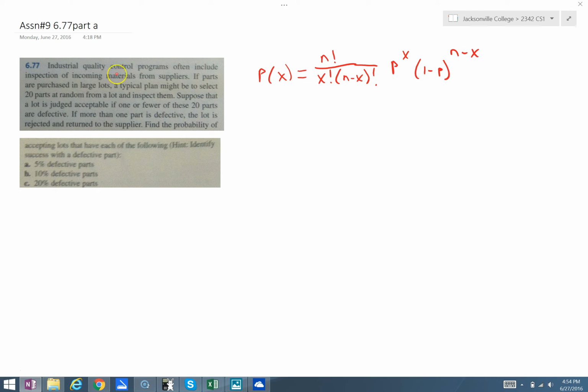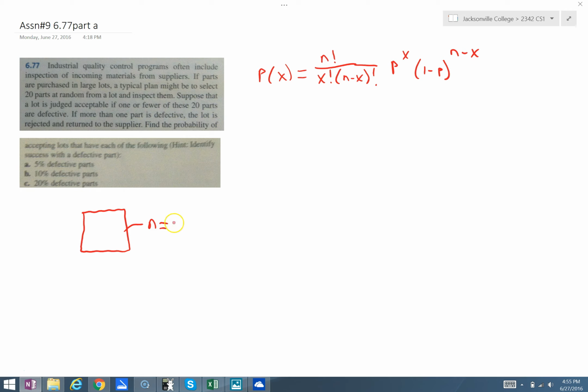6.77: Industrial quality control programs often include inspection of incoming materials from suppliers. If parts are purchased in large lots, a typical plan might be to select 20 parts at random from a lot and inspect them. Suppose that a lot is judged acceptable if one or fewer of these 20 parts are defective. So we have this lot, some box full of parts, all right? And there are 20 total parts in this box. N equals 20.